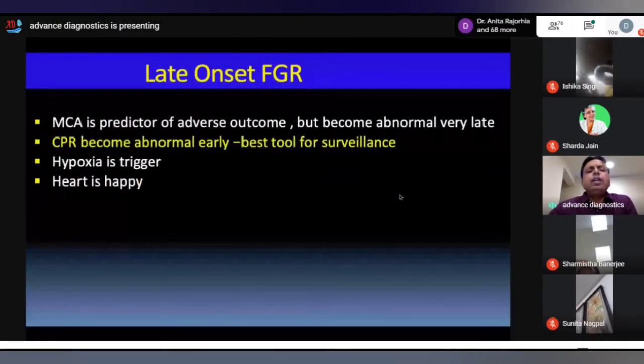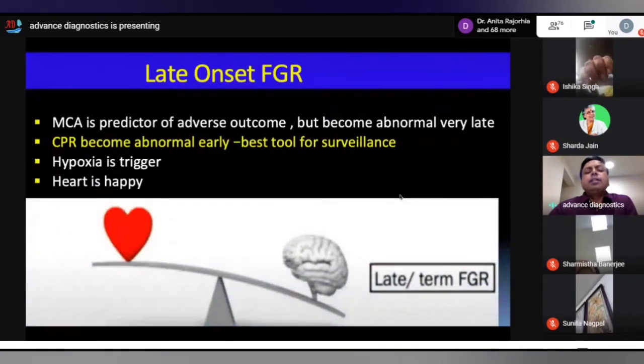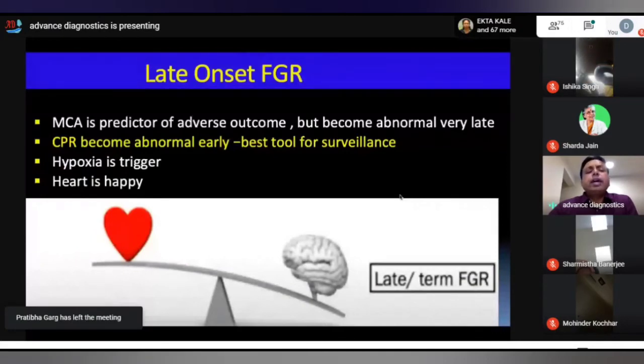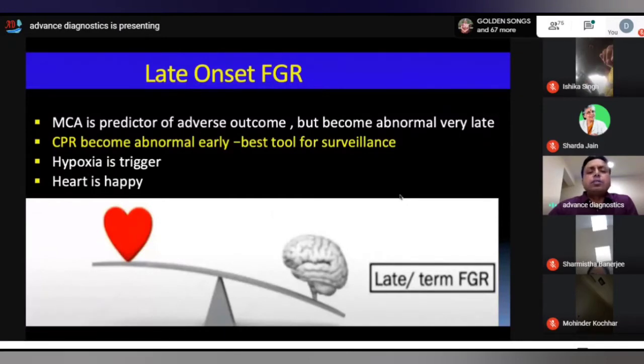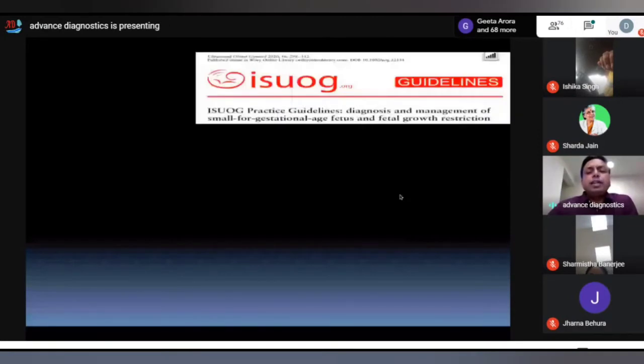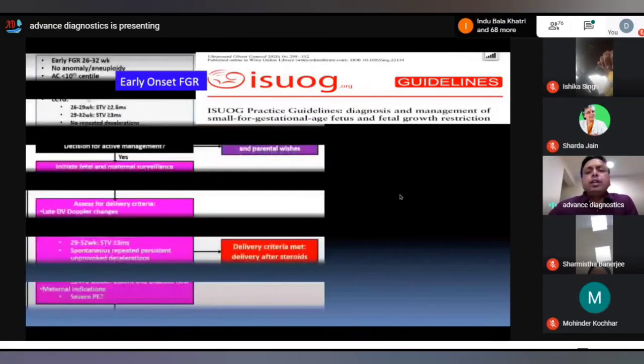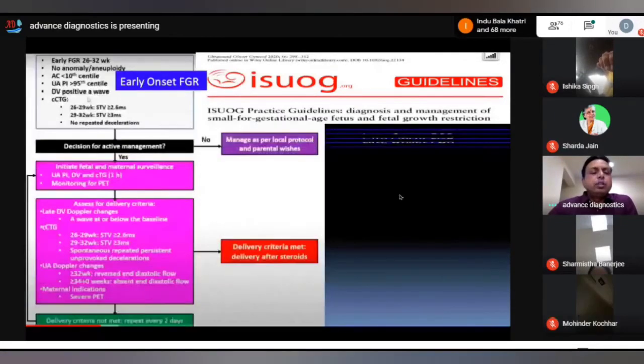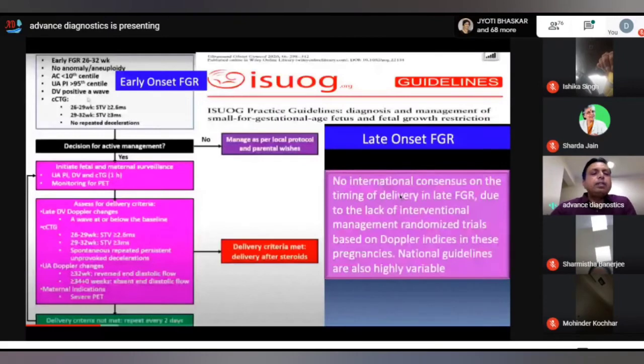In late onset FGR, MCA is a predictor of adverse outcome, but becomes abnormal very late. CPR becomes abnormal early, so it is the best tool for surveillance. Hypoxia is the trigger, and here the heart is not compromised as in early onset FGR. Lately, the ISUOG guideline has been published in 2020 for the management of early onset FGR and late onset FGR. So this is a busy slide, and I will make it simple for you.